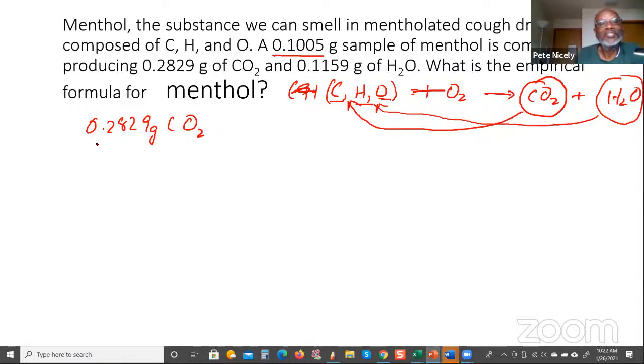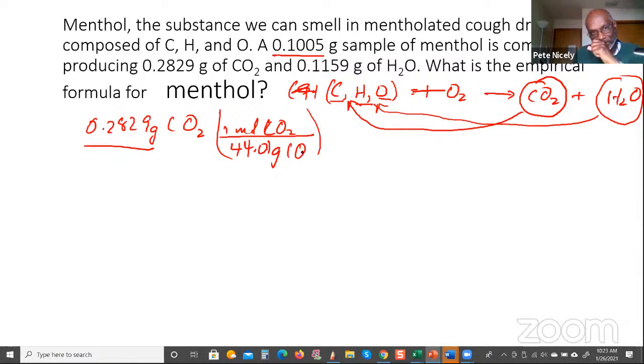So we're going to start off with the 0.2829 grams of carbon dioxide, and the first thing we're going to do is convert it to moles. We're going to have 1 mole of carbon dioxide here, and the molar mass of carbon dioxide, if you add up the carbon and the oxygens, is 44.01 grams of CO2. That's the first step.